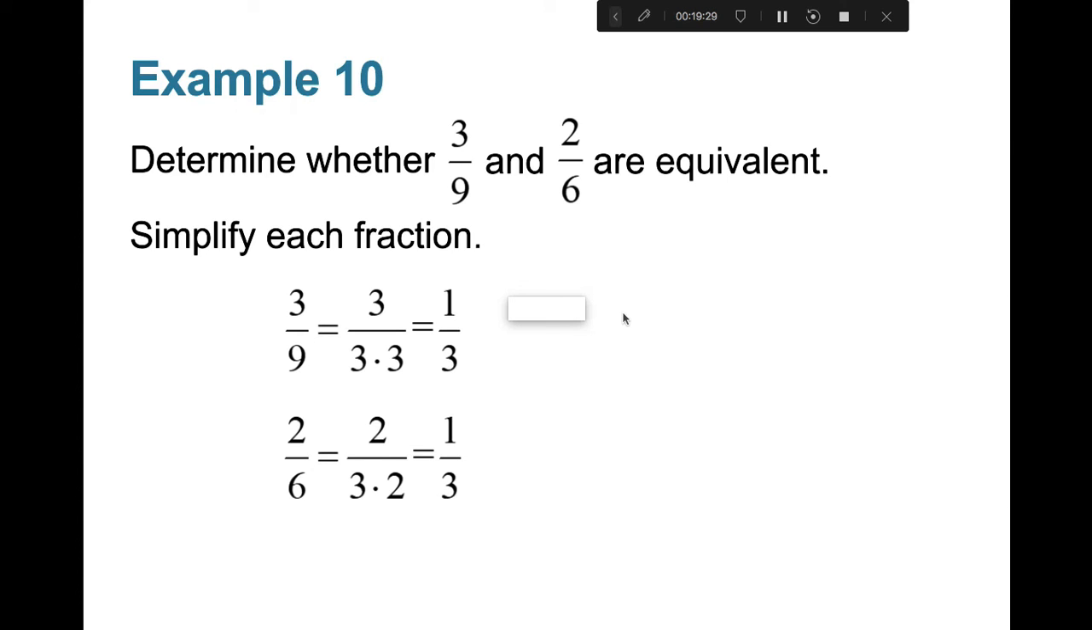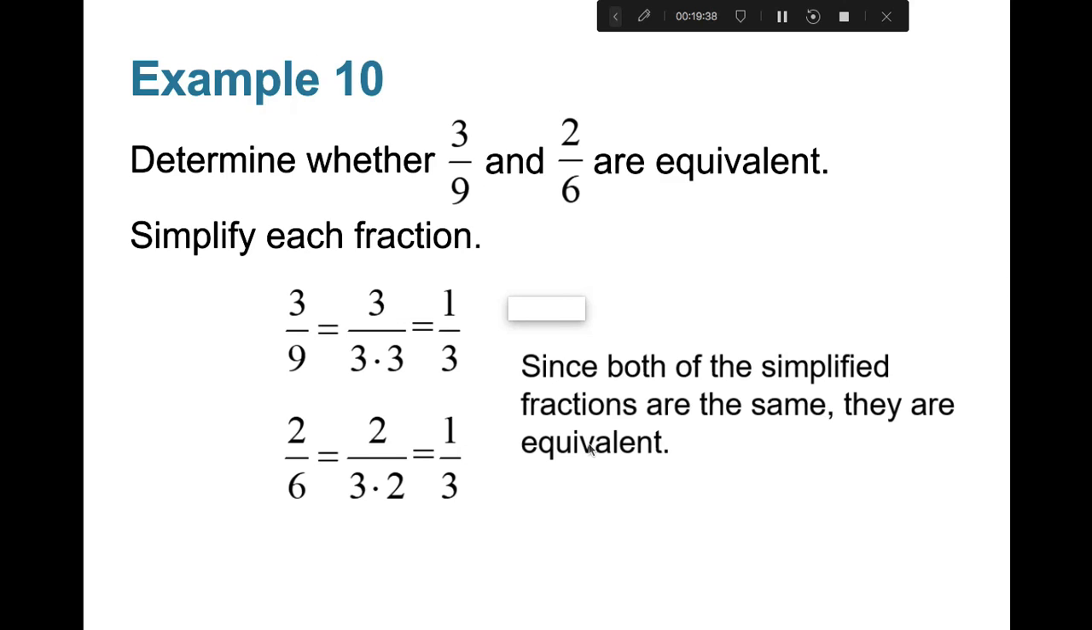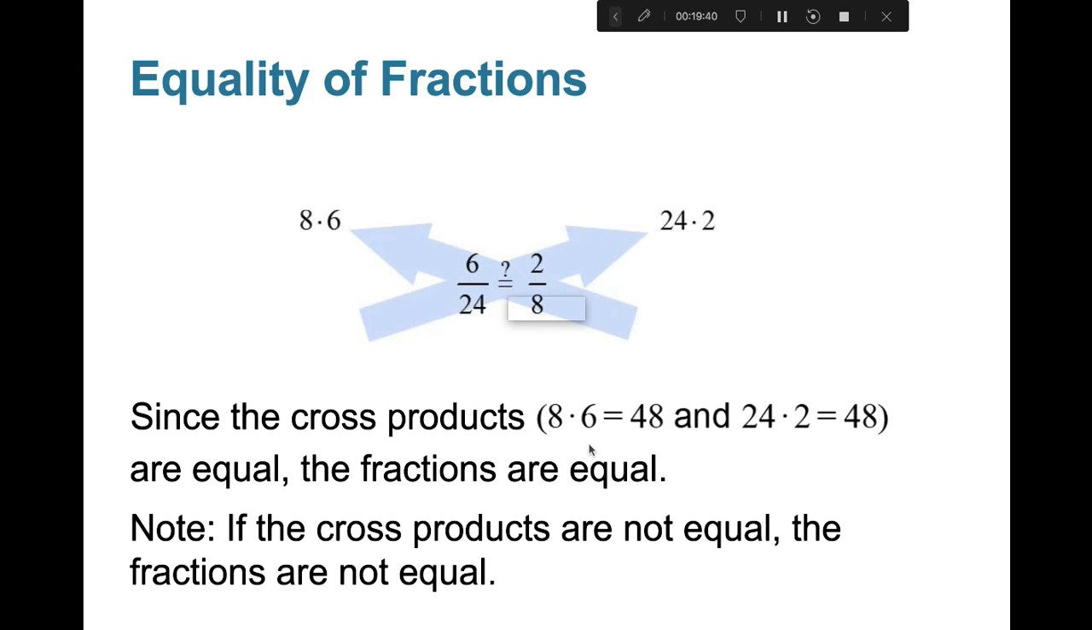So we reduce those down and they equal that same number, so they are equivalent. An easier way to do this is to cross multiply. Okay, we can look at our cross products. If we have 24 times 2, so bottom times top of the other one, if that is the same as this bottom times the top of the other one, then we have equivalent fractions.